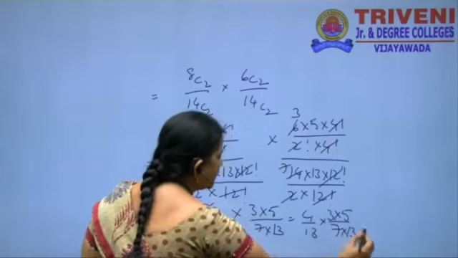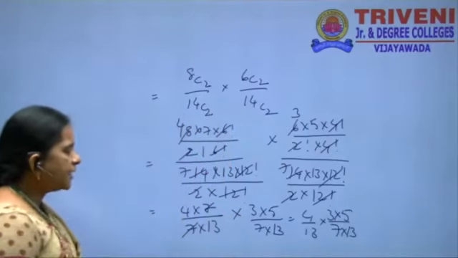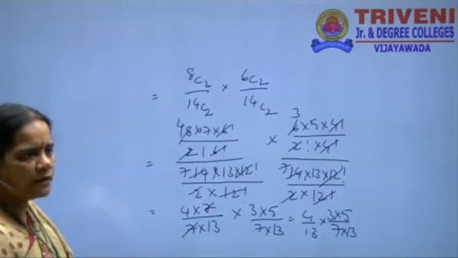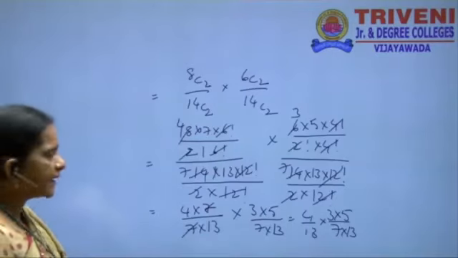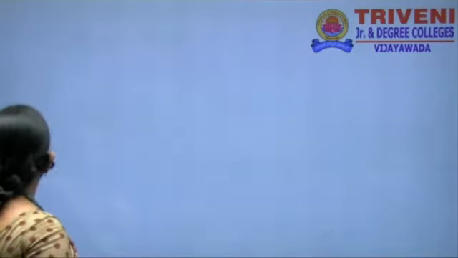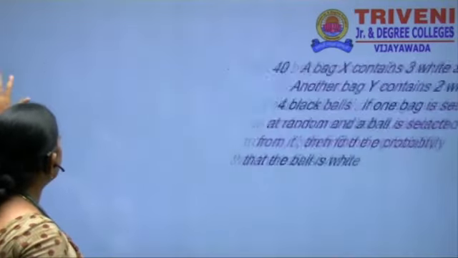This is the probability of finding A and B first, before drawing the second draw. And then we are going to the next problem.